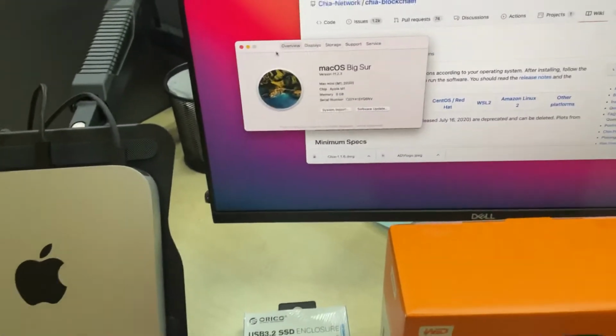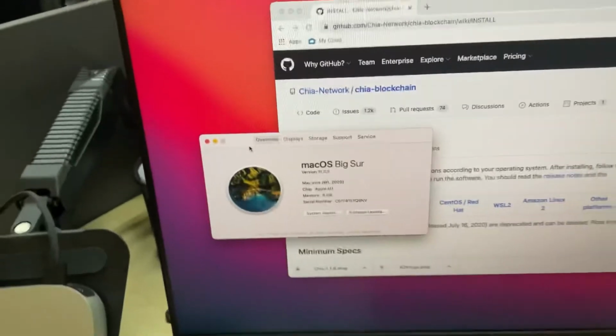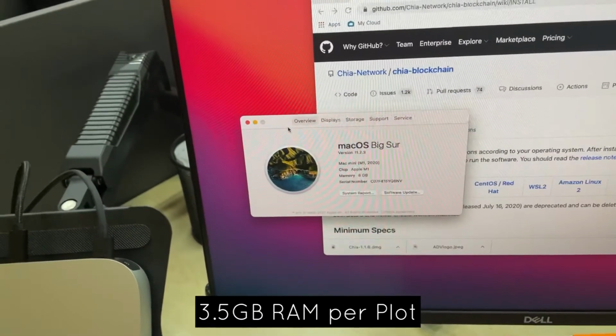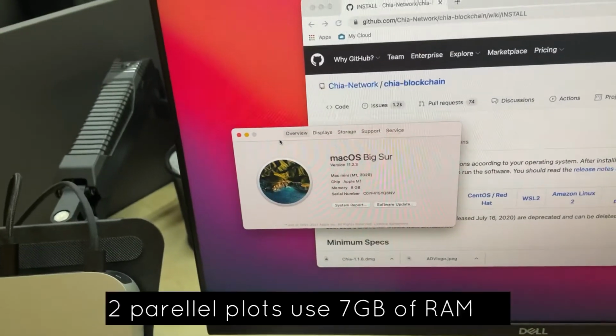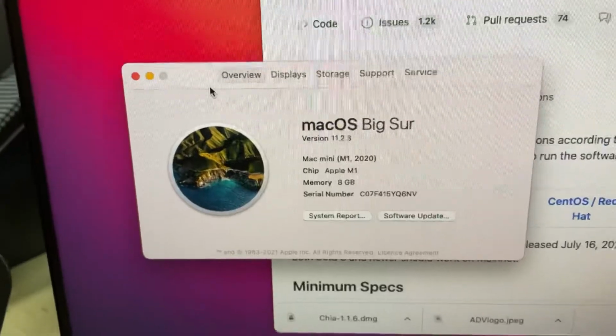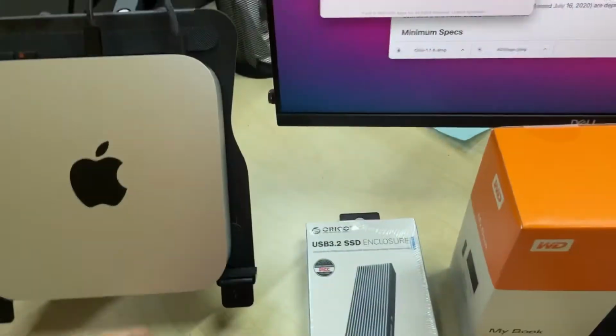I already have the Mac since last year for my work, so it's just lying around, so I'm just utilizing what I have. During the plotting work, each plot can use up to 3.5 gigs of RAM. Two parallel plots can take up to 7 gigs of RAM. So imagine 16 gigs of RAM can do twice the work of my current system.